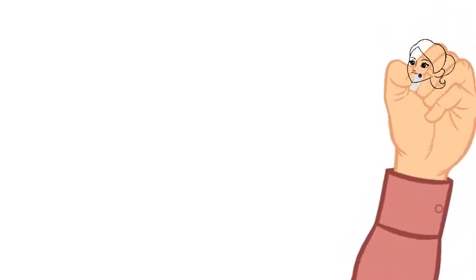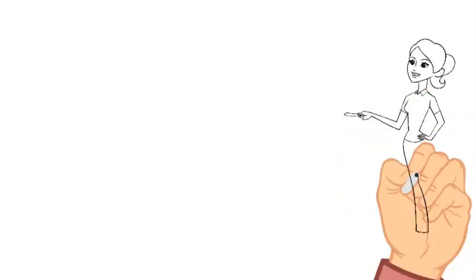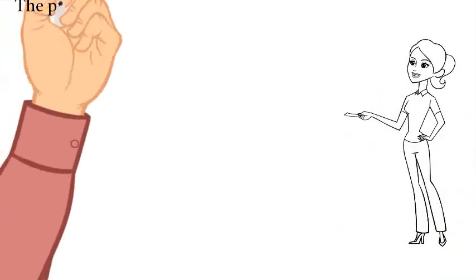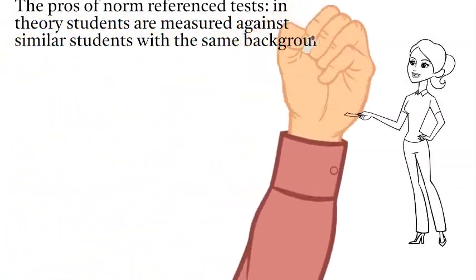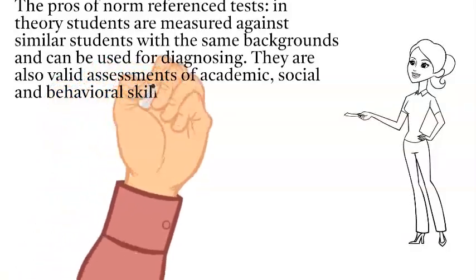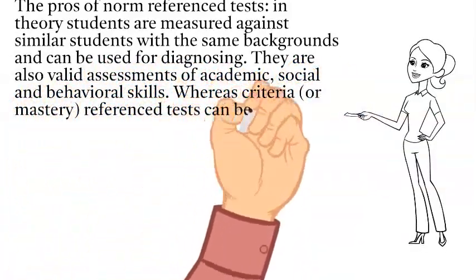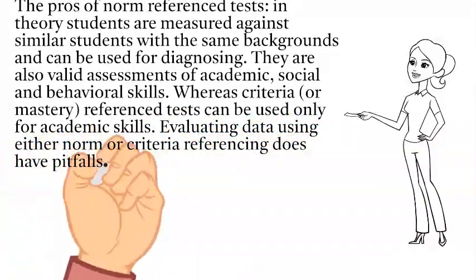The pros of the norm reference tests. In theory, students are measured against similar students with the same backgrounds and can be used for diagnosing. They are also valid assessments of academic, social, and behavioral skills, whereas criteria or mastery reference tests can only be used for academic skills. Evaluating data using either norm or criteria referencing does have pitfalls.